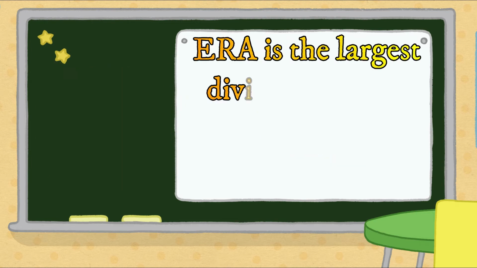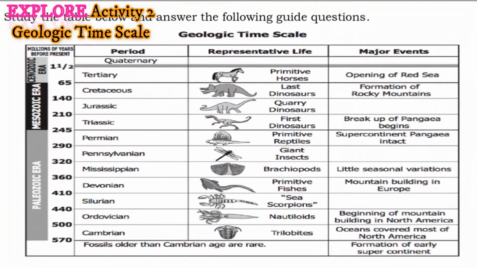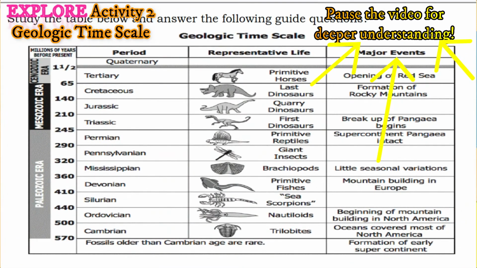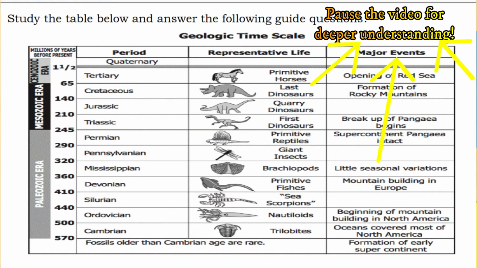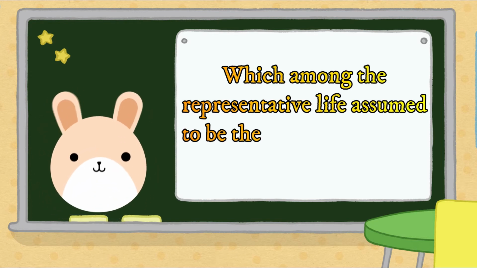Era is the largest division and it is further divided into periods. I want you to analyze the geologic timescale carefully and try to answer the following questions. Here we go with the first question. Which among the representative life is assumed to be the oldest organism?